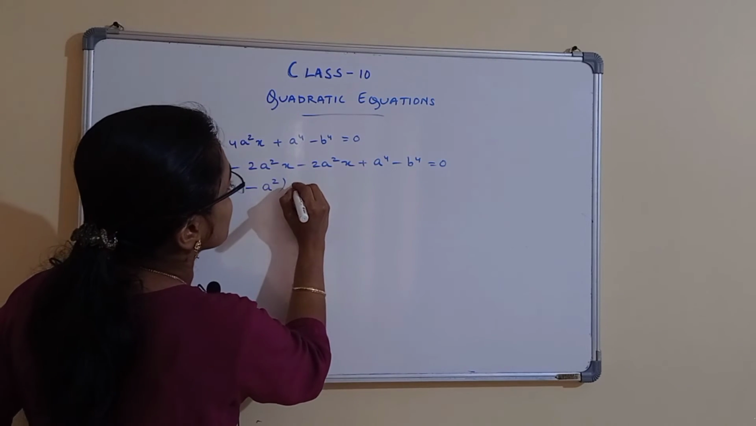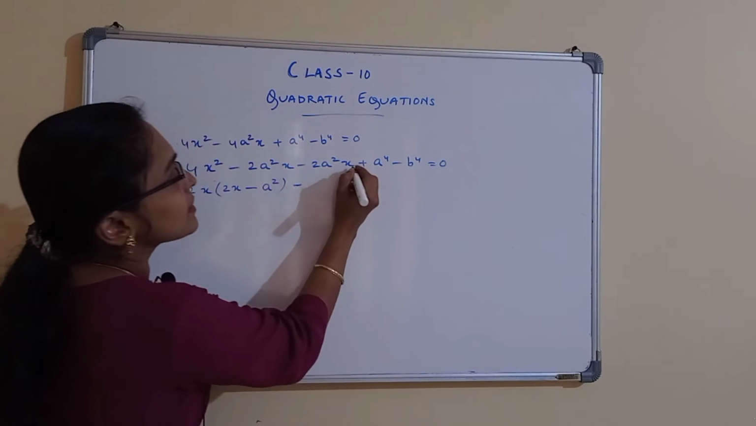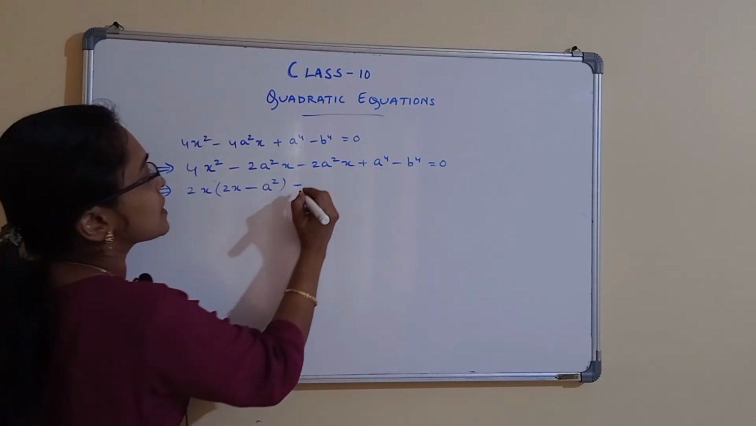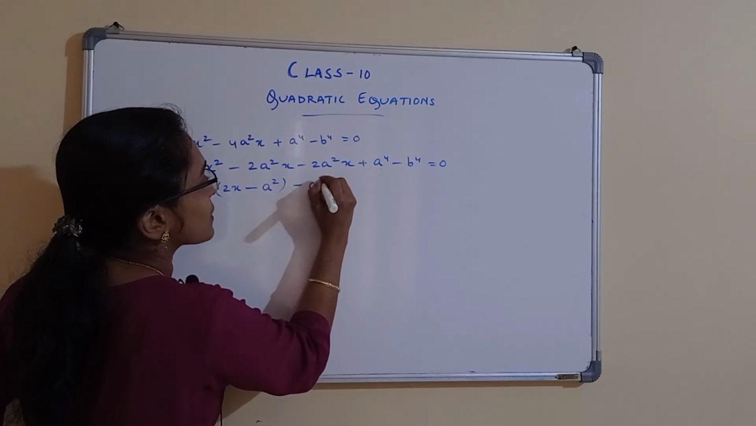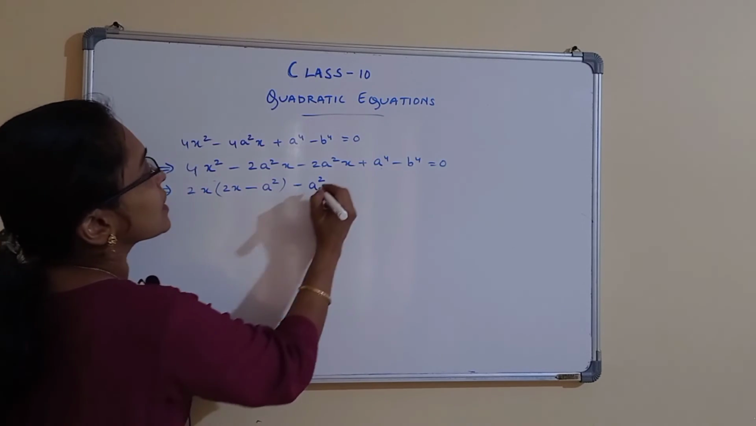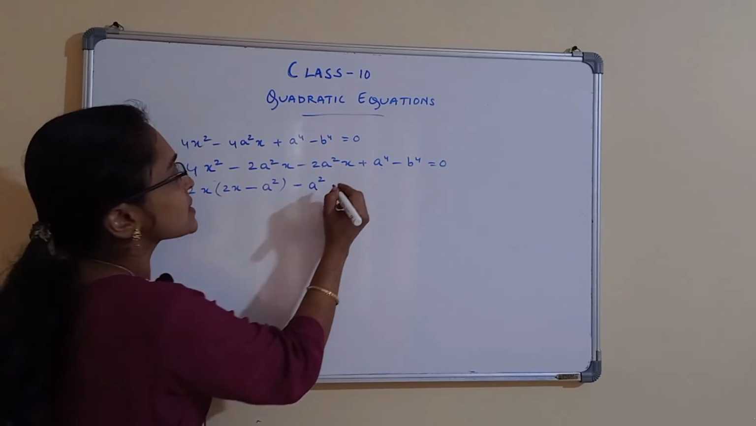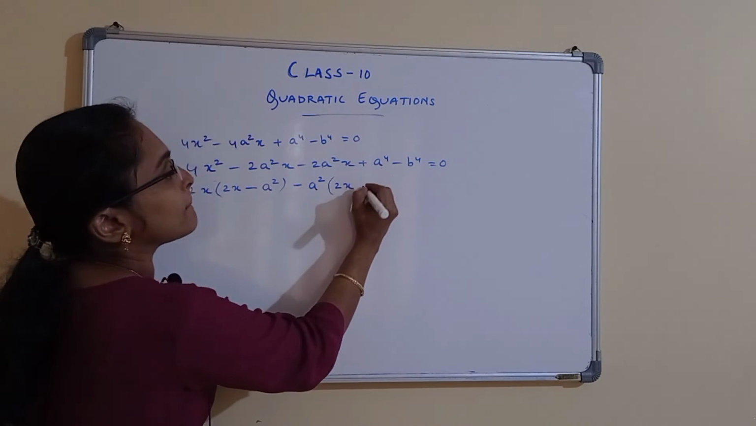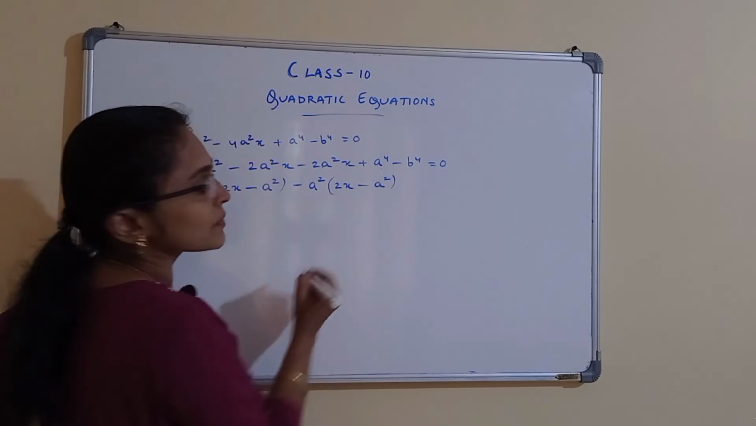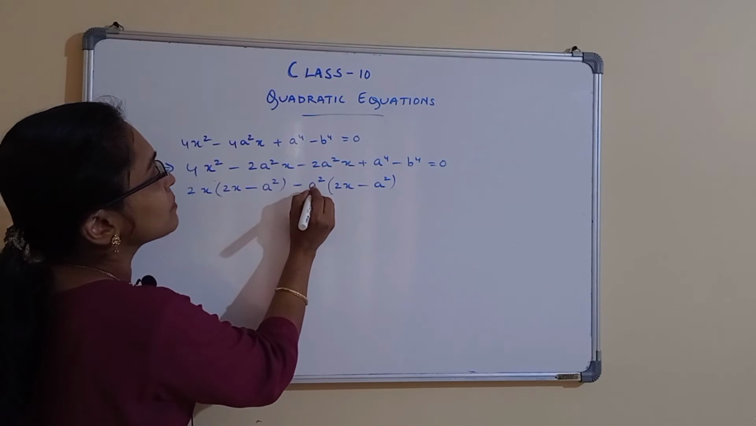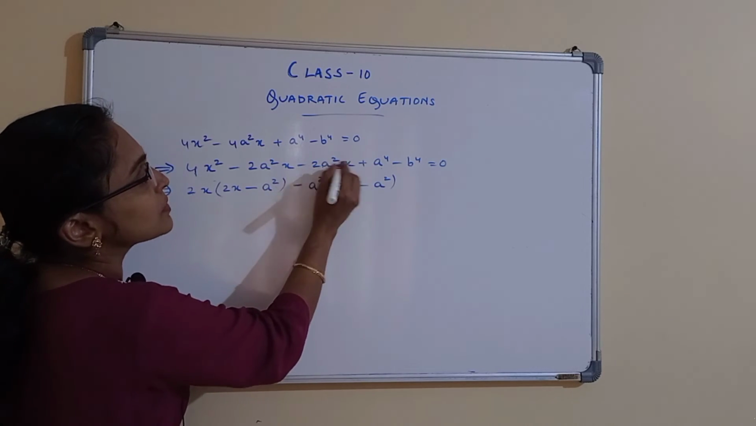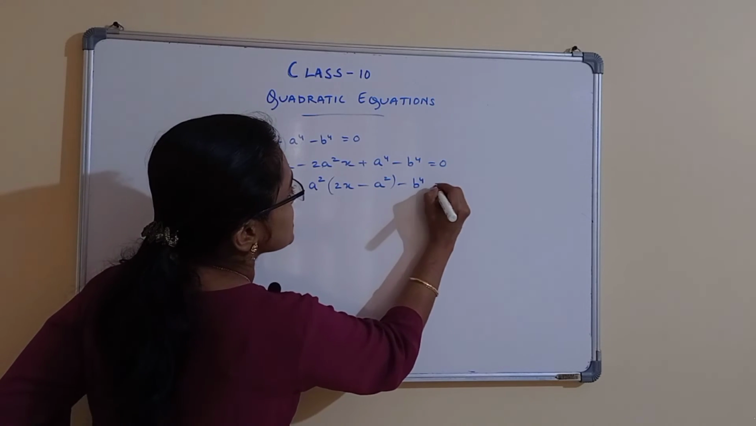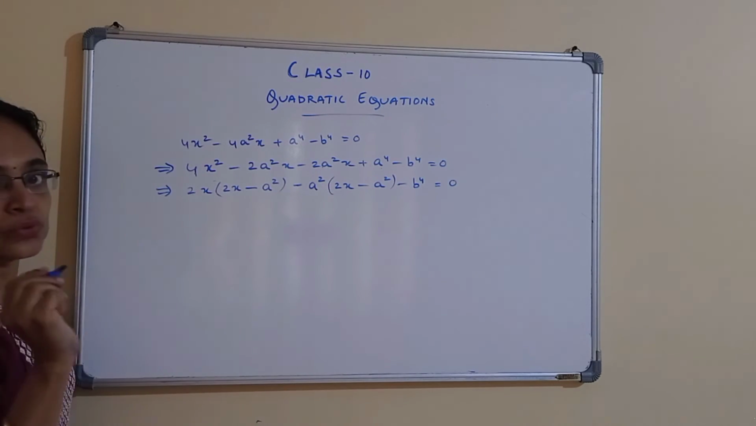And here, then we can take a square. A square is common in both these terms. So, we can take minus a square. Okay. So, if we take minus a square, we have 2x. Then, minus a square is there here. Okay. So, we have taken minus a square common from these two terms. And what is remaining? Minus b raised to 4 is equal to 0.